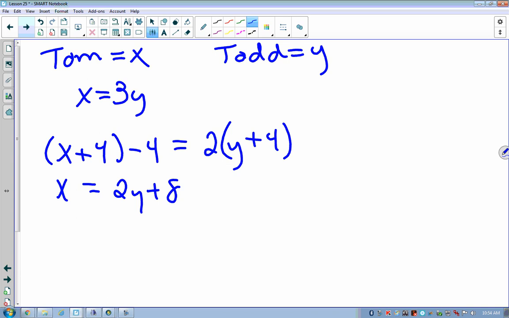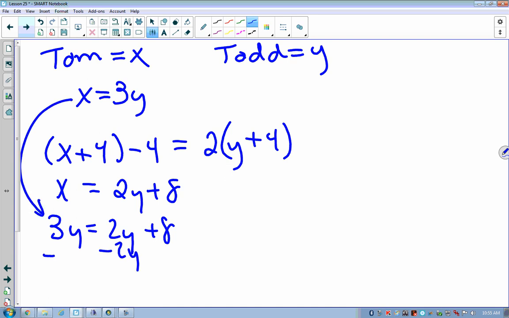Solving for y. So we could plug in 3y for x, right? So we can say 3y equals 2y plus 8. So subtract 2y. y equals 8. We didn't say Todd's 8 years old.